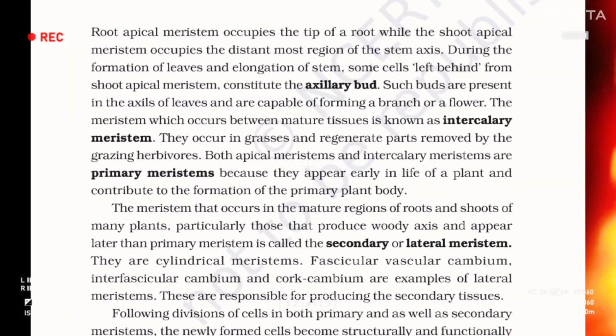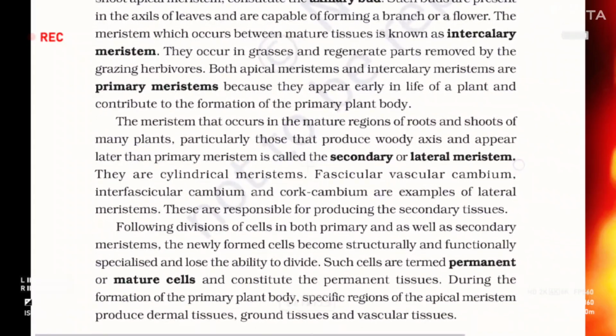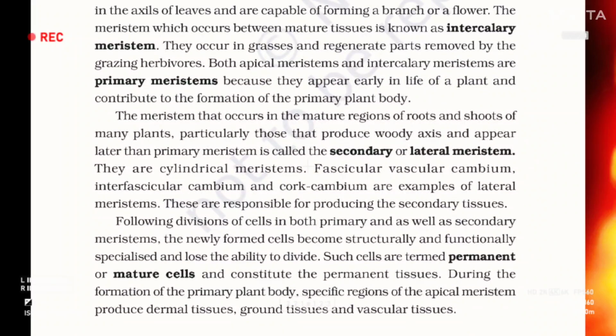The meristem that occurs in the mature regions of roots and shoots of many plants, particularly those that produce woody axis, and appears later than primary meristem, is called secondary or lateral meristem. Cylindrical meristems, fascicular vascular cambium, interfascicular cambium, and cork cambium are examples of lateral meristem. These are responsible for producing the secondary tissues.